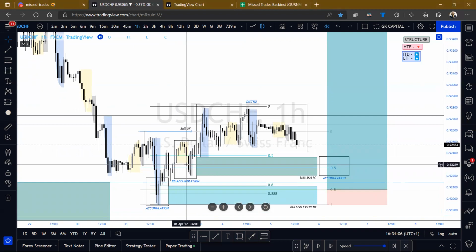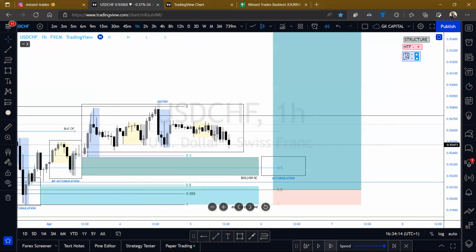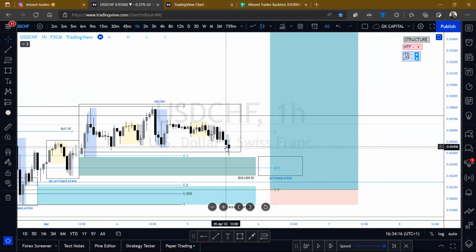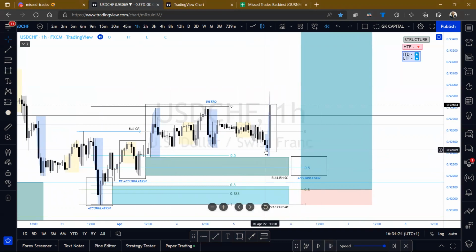Okay, so this was a nice Asian liquidity sweep, and then Asian liquidity high sweep as well, and then we've made a BOOF. And then we can see this reaction that we kind of got. So this was New York Open on the 5th. Unfortunately, I was away from keyboard on the 5th. And then this is the kind of reaction that we got from that reaccumulation here.